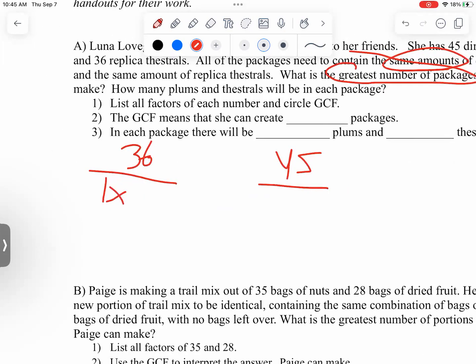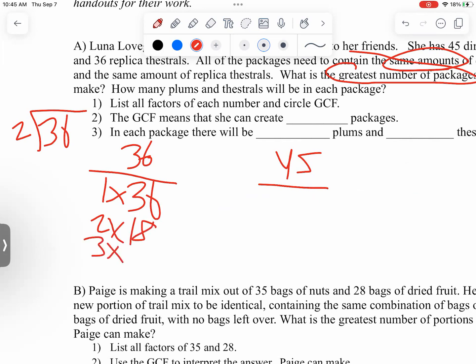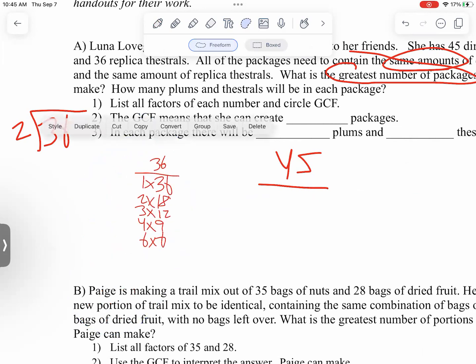So we have 1 times 36. We have 2. So if you need to divide it, it's right here. 2 times 18 is 36. There's a 3. 3 times 12 is 36. 4 times 9. And we have 6 times 6. So let me shrink this down a little bit. All right. 45. We have 1 times 45.